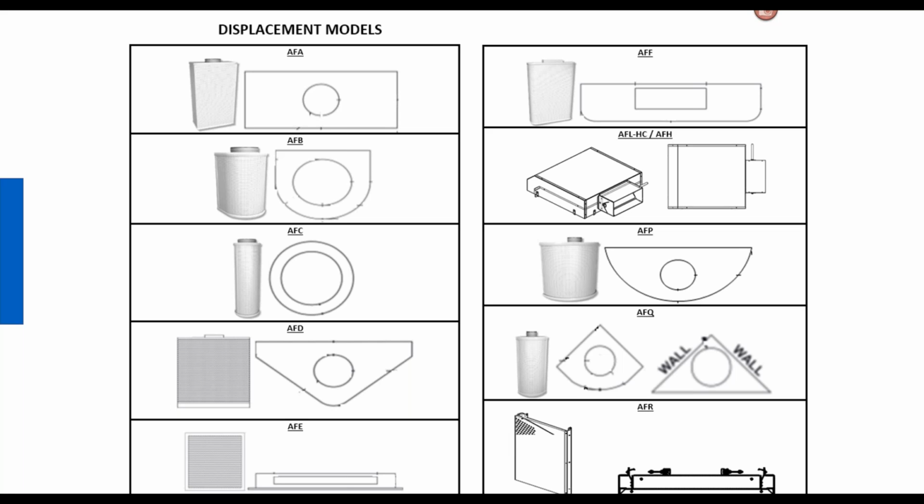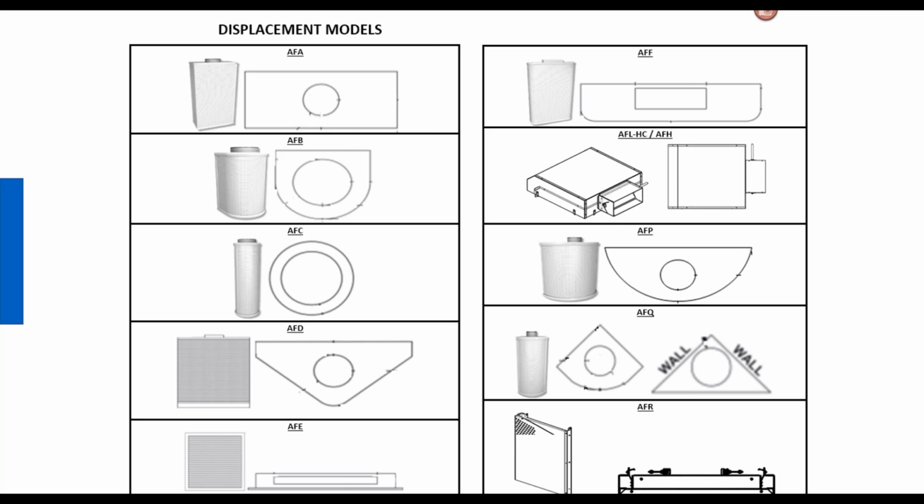Once you get beyond that, the only distinction between one displacement product to the next is its shape. A lot of the displacement products are focused on aesthetics since they are in the occupied zone and they are going to be visible by the occupants. So we give a variety of shapes and structures to help integrate into the space and make it as seamless as possible, and even perhaps add to the architectural aesthetics of that space.